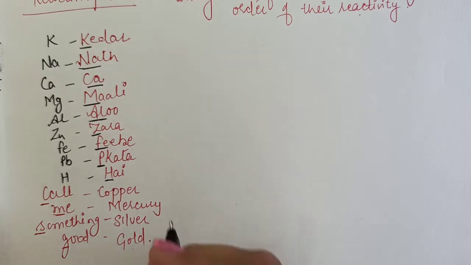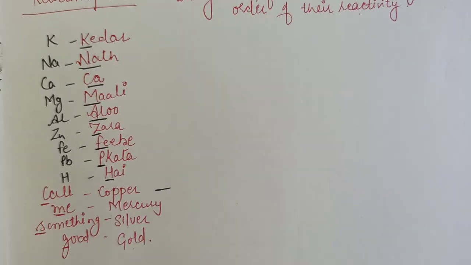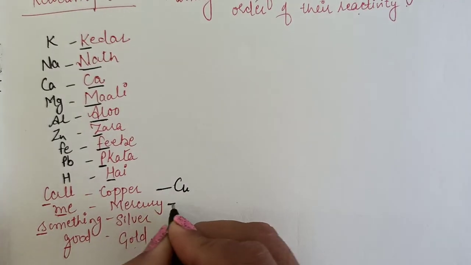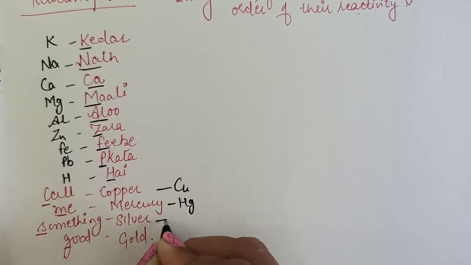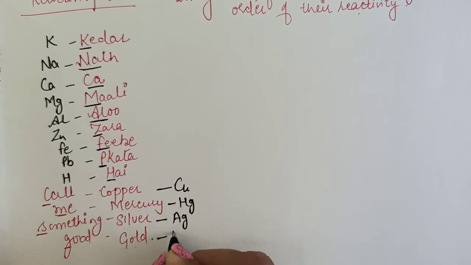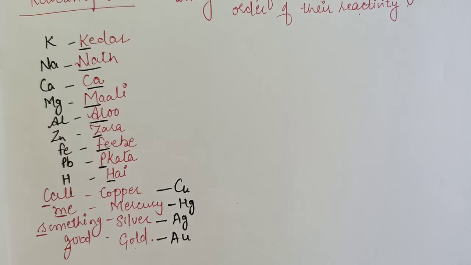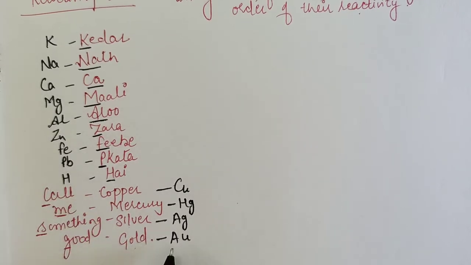And the formulas are copper Cu, mercury Hg, silver Ag, gold Au. In this way you can learn the reactivity series.